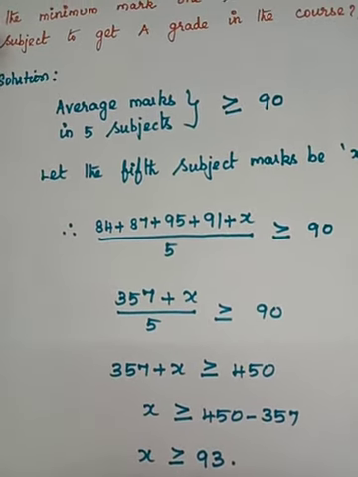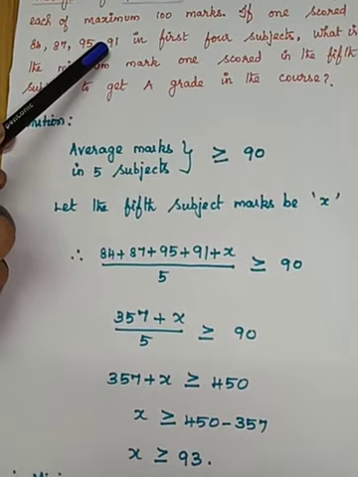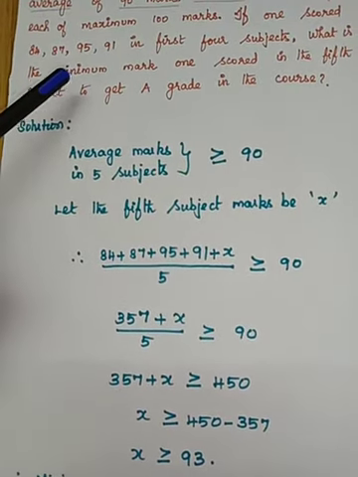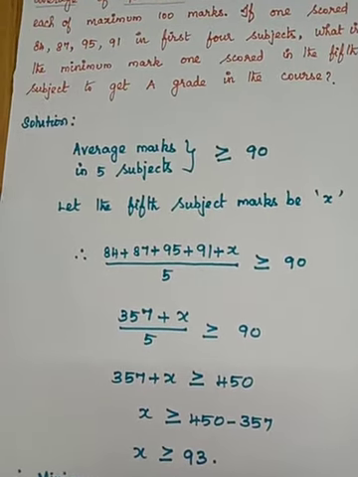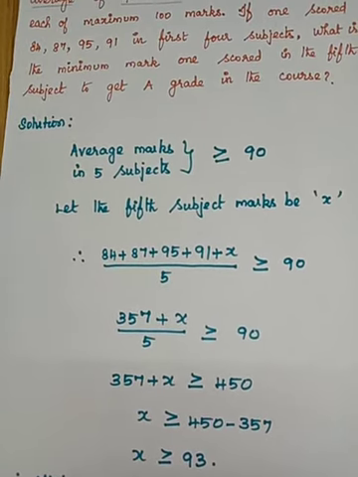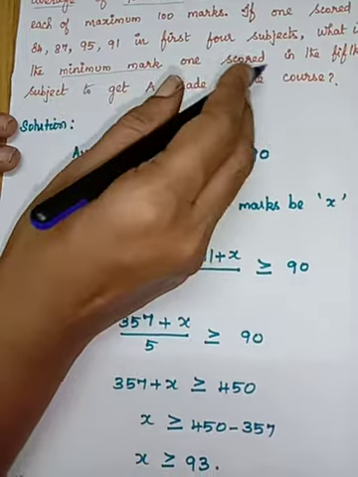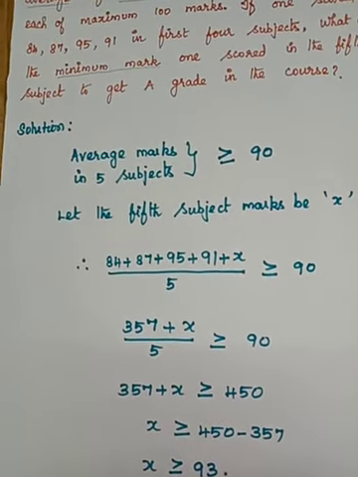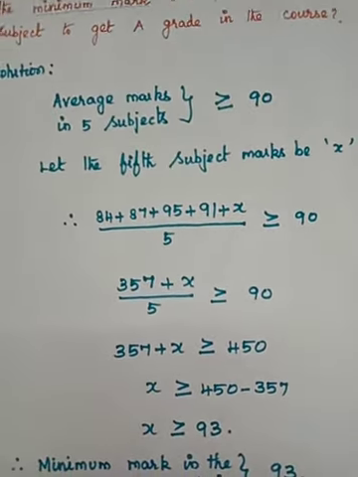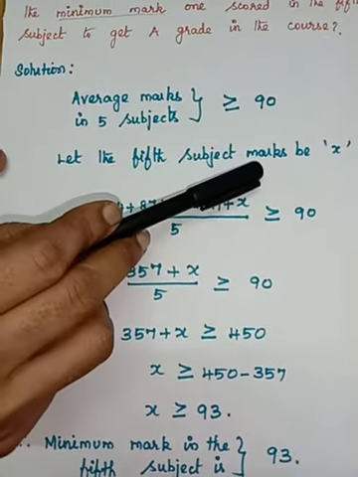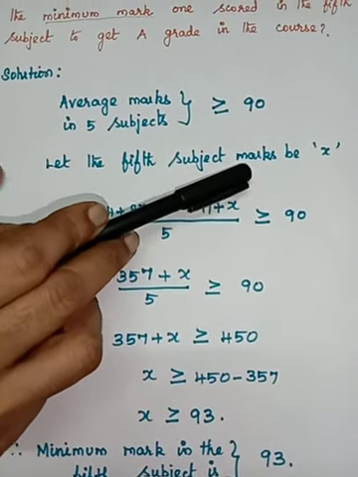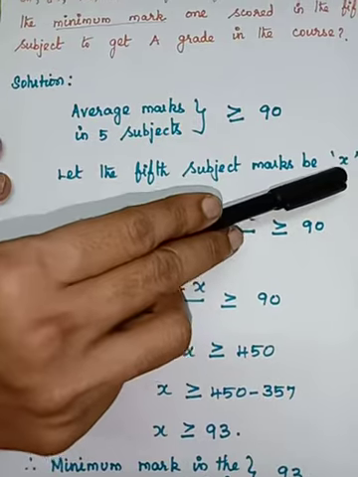So here the 4 subjects' marks are given. So what is the 5th subject mark? They didn't ask what is the 5th subject mark. They are asking what is the minimum mark one scored in the 5th subject. So you need the minimum mark. So let the 5th subject marks, it is not given, so we have to take that as x.